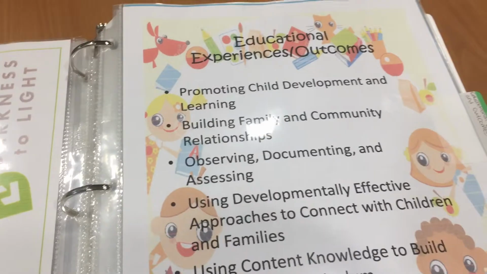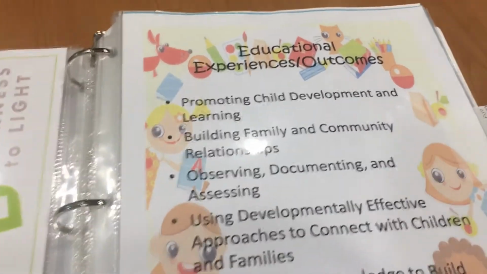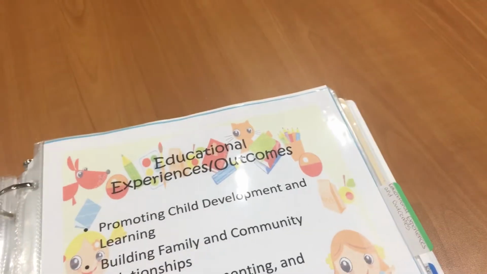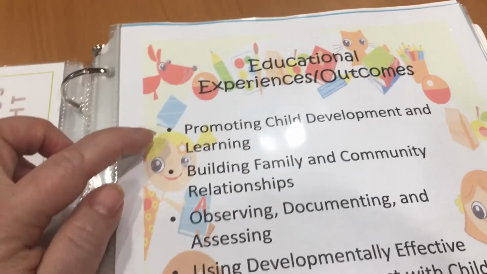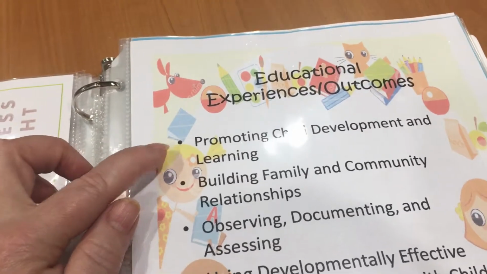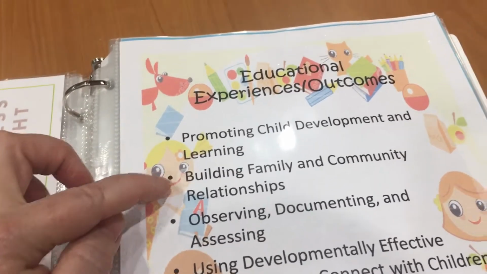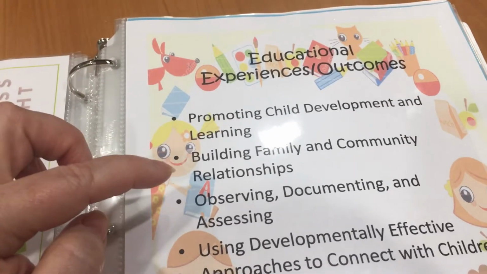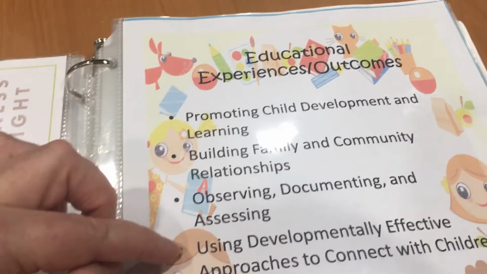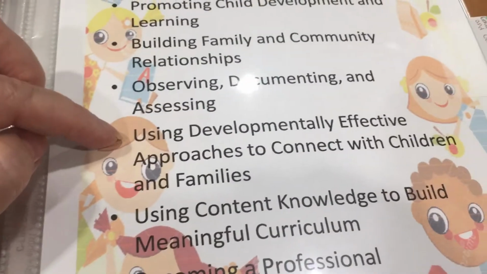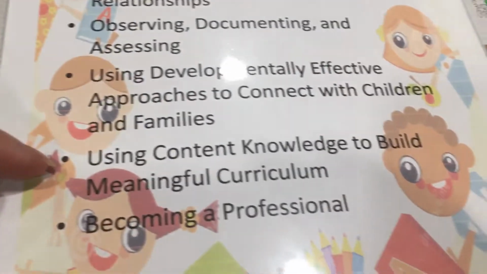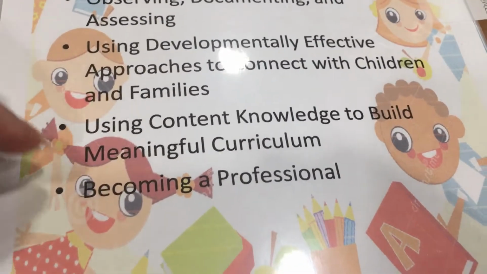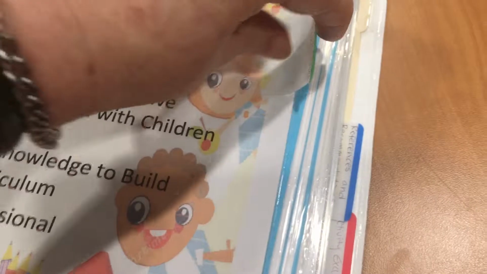This is her educational, this is the main section. So this is the 6 outcomes. We have promoting child development, building family and relationships, observing, documenting, and assessing, using developmentally effective approaches, using content knowledge to build meaningful curriculum, and becoming a professional. So then you can see on the side she has a tab for each one of the outcomes.